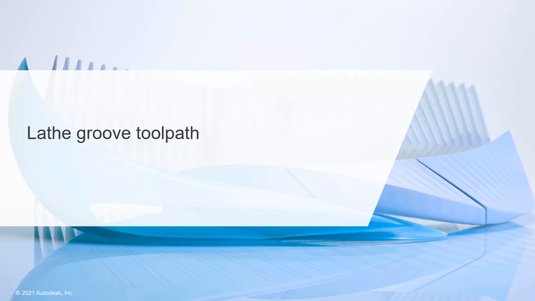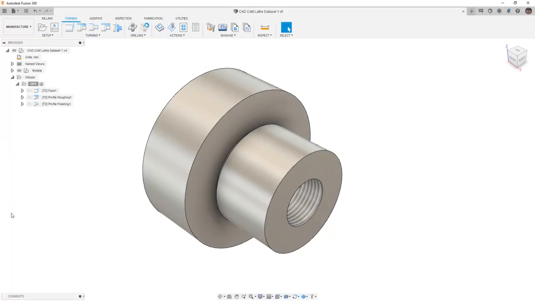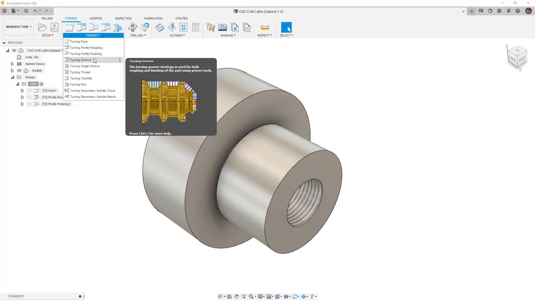In this video, we'll create a lathe groove toolpath. After completing this step, you'll be able to create a groove toolpath and edit a tool. In Fusion 360, we want to carry on with our CAD/CAM lathe dataset. The next thing we want to do is create a single groove toolpath.